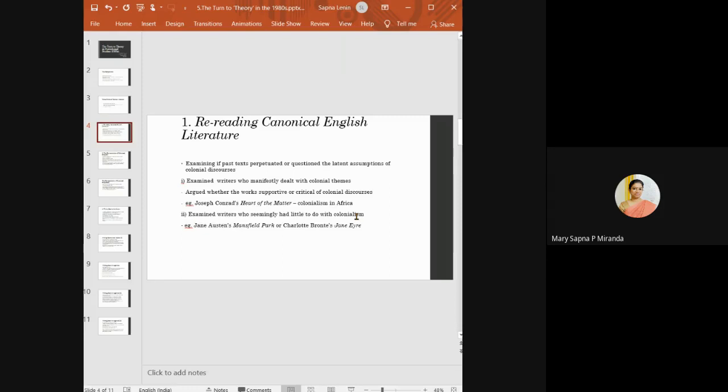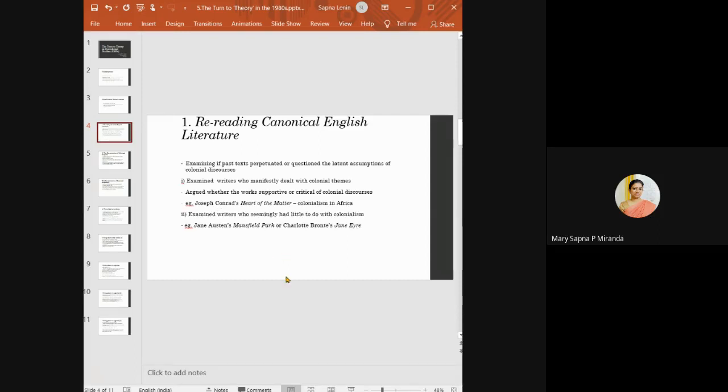So in this particular approach, what we are doing is we are looking at these texts, and we are looking at whether the particular writer from a particular country is supporting the colonial discourses, or whether it is being very objective. Objective as in not following any of these colonial assumptions. So these critics, they examined writers who manifestly, as in openly and clearly, dealt with colonial themes. And the argument is whether the works are supportive or critical of colonial discourses.